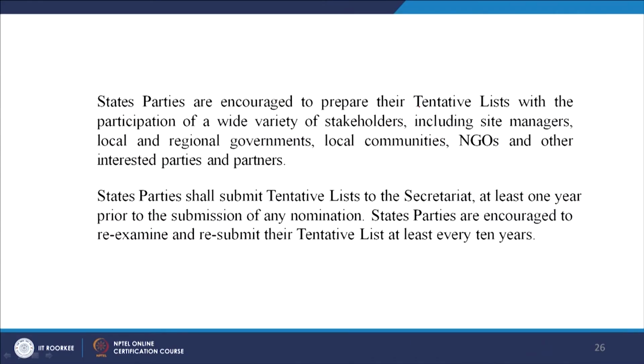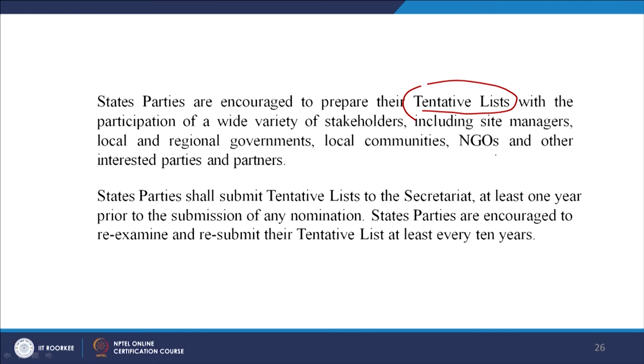Now, this is just to brief you about the cultural landscapes and how they're classified, and I've just thrown some examples to relate. Now, the procedure: basically the state parties are encouraged to prepare the tentative list with the participation of a wide variety of stakeholders. It could be organizations, communities, curators, archaeological, governmental and non-governmental agencies, including site managers of local and regional governments, and local communities.